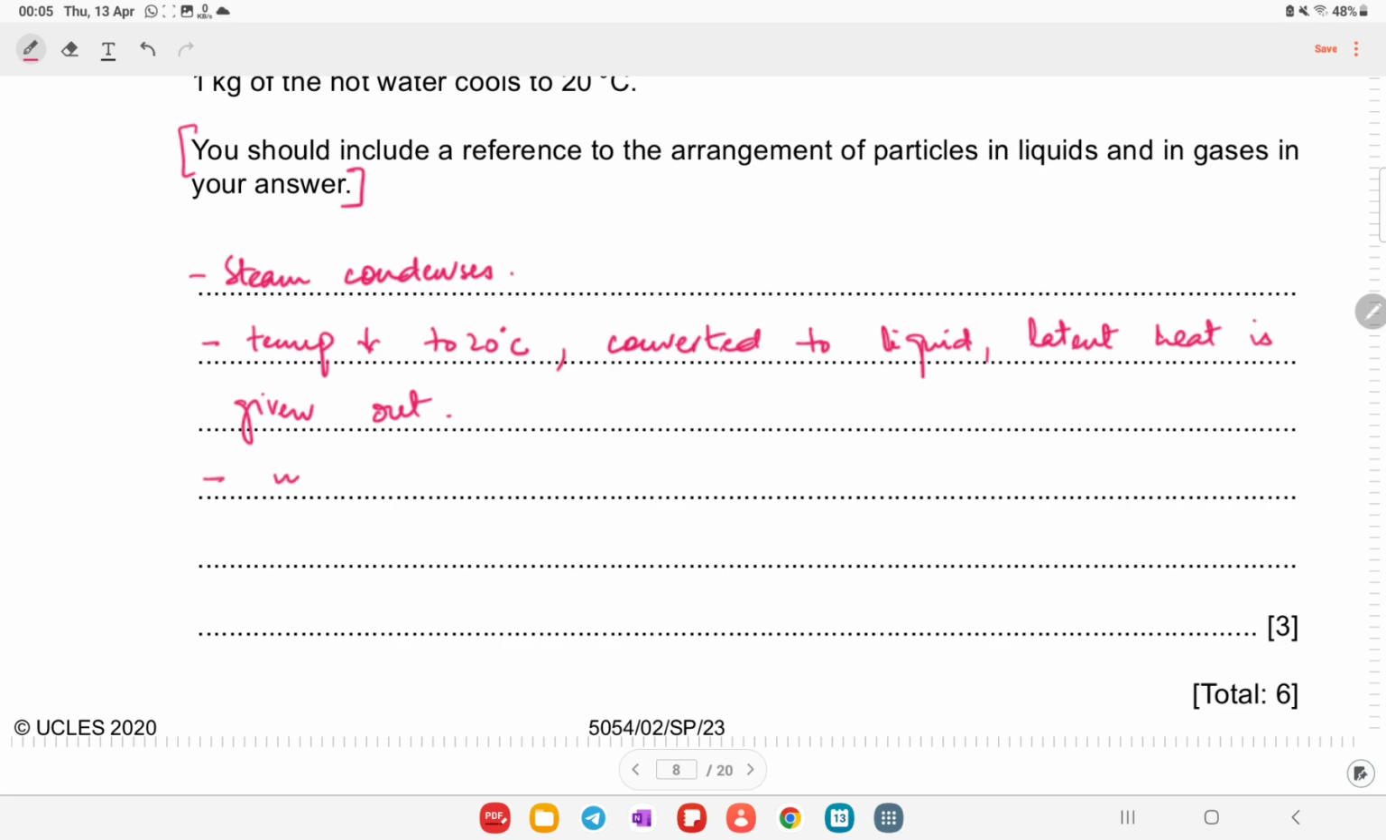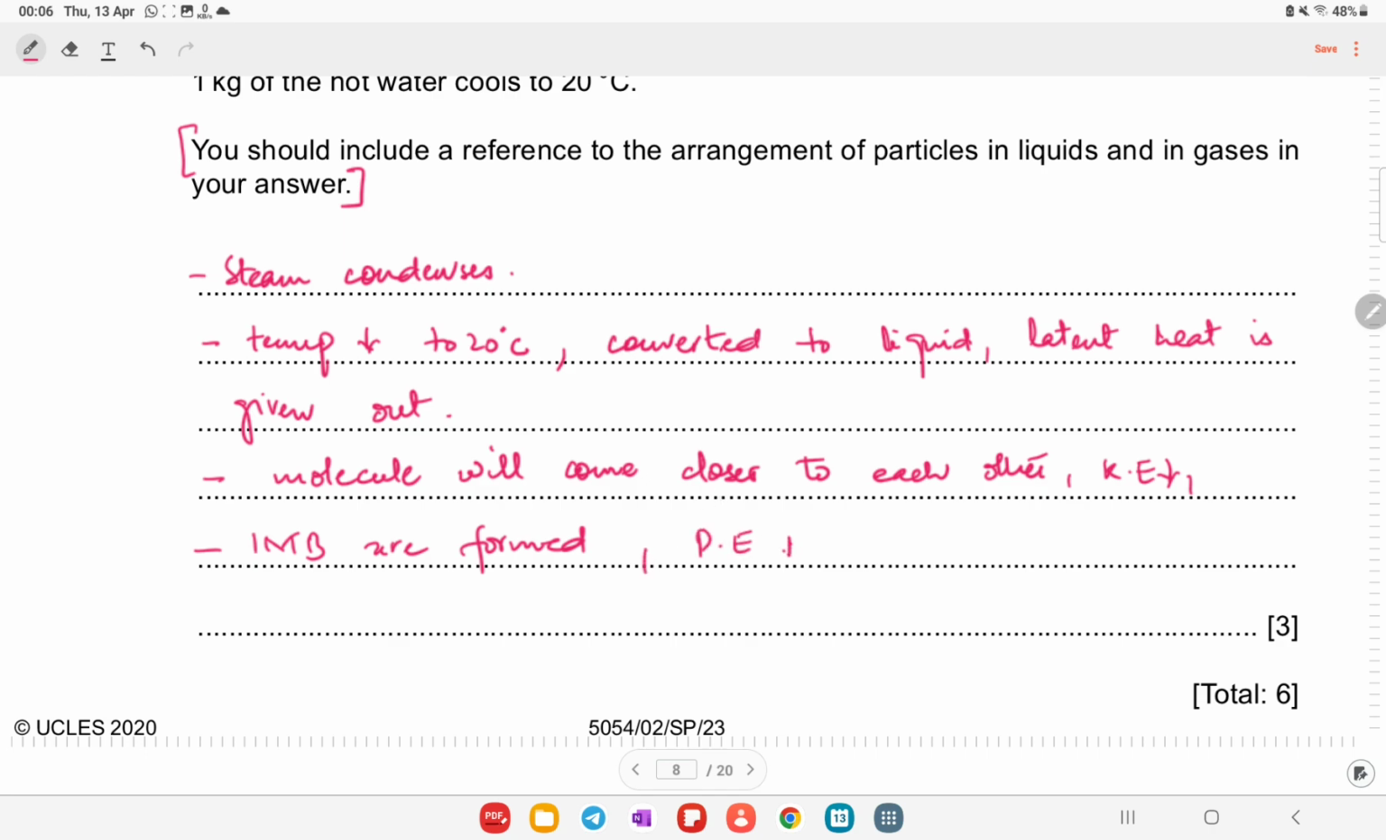Then you can also write that the molecules are going to come closer to each other. Kinetic energy is going to decrease and intermolecular bonds are formed. So basically this is a 3-marker question, and the potential energy is going to decrease. So you can write any of these 3 points.